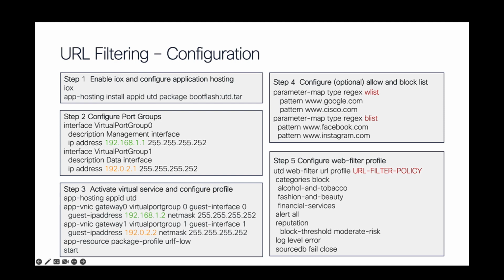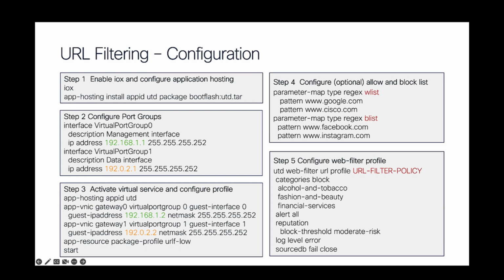One for our management interface so we can manage our container, and the second one is our data interface, or our data plane interface, so that the container can punt packets back and forth between the router data plane and the container. And after we set our virtual port groups, we're going to go ahead and activate the virtual servers. So we're going to activate the container, and then we can provide an app resource package profile. And this can determine how big we want our container to be.